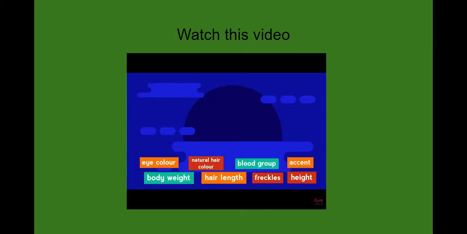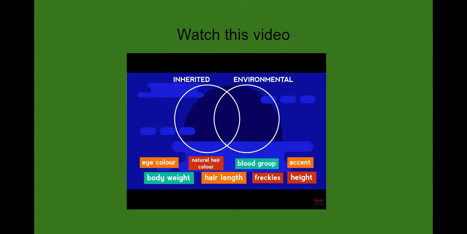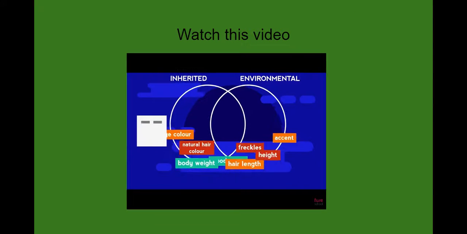Can you decide if each of these characteristics is controlled by inherited characteristics, the environment, or both? Where would each go on a Venn diagram? Pause the video while you think. Did you get them all right?